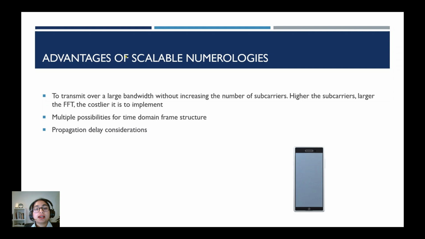In addition, scalable numerology introduces multiple possibilities for time domain frame structure. It also supports different propagation delays in, say, a large cell compared to a small cell. So based on the size of the cell, the propagation delay varies, and scalable numerologies help in mitigating this.